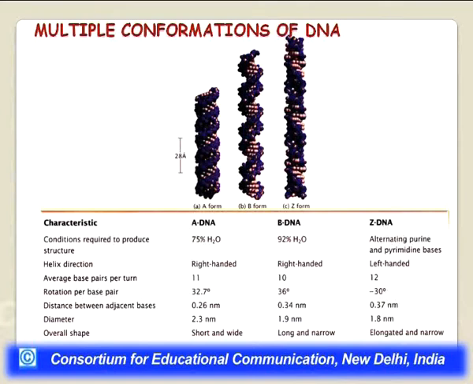So, the Watson and Crick model of DNA which we were looking at was basically the B DNA structure. The diameter of A DNA is wider and a little compact, whereas B DNA has approximately 2 nanometers of diameter. The overall shape of A DNA is short and wide, whereas B DNA is long and narrow.